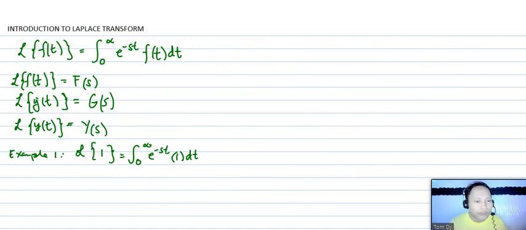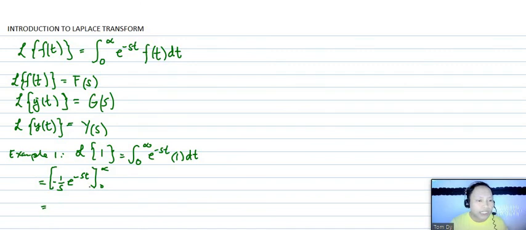So the integral of e negative st, that is equivalent to, let u equals negative st, du equals negative s dt, so we have here negative 1 over s, e raised to negative st. That is our integral of this function. And of course, our limits are from 0 to infinity.